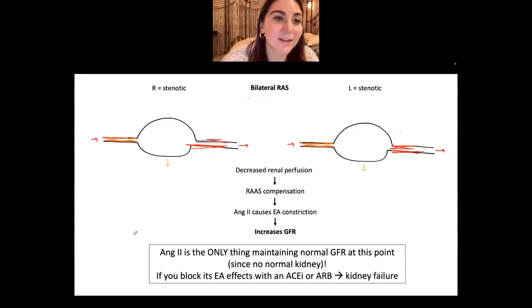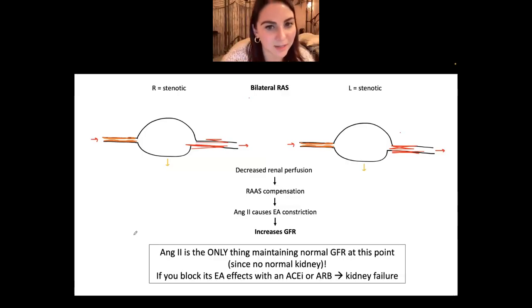But if I give an ACE inhibitor or an angiotensin 2 receptor blocker, there's no normal kidney now that can compensate for the diseased kidney. So basically, angiotensin 2 with bilateral renal artery stenosis is the only thing maintaining normal GFR. If you block its efferent arteriole effects with an ACE inhibitor or an ARB, you can go into acute kidney failure. So that is a classic question. Sometimes they'll give you a vignette describing bilateral renal artery stenosis, and say all of a sudden the doctor put them on a drug and they went into kidney failure. What drug was it?